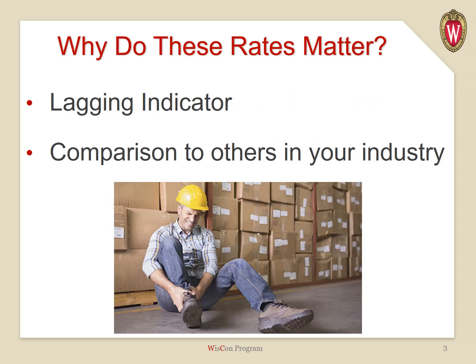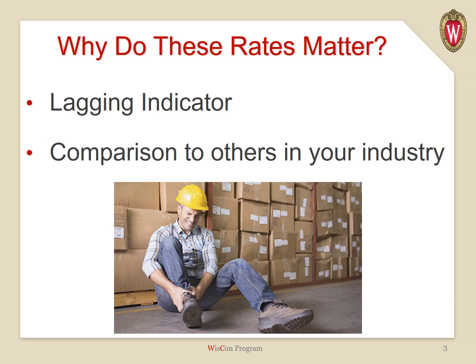Why do these rates matter? Incidence rates are lagging indicators. They can be used to help evaluate your company's safety and health program's performance over the previous years. These rates are lagging indicators because they can only be used to identify problems after they occur.